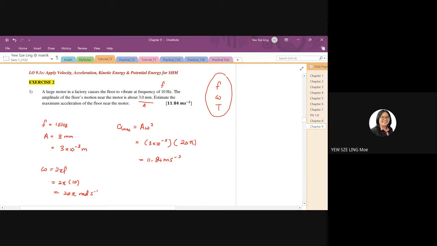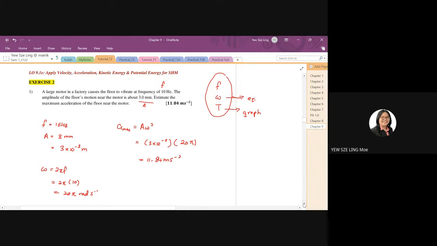So remember, whenever you are given frequency, the function must be either for you to calculate omega or period. Omega, we use in equations. Period, we use in a graph. Right? So we use period for graph, and we use omega for equations.